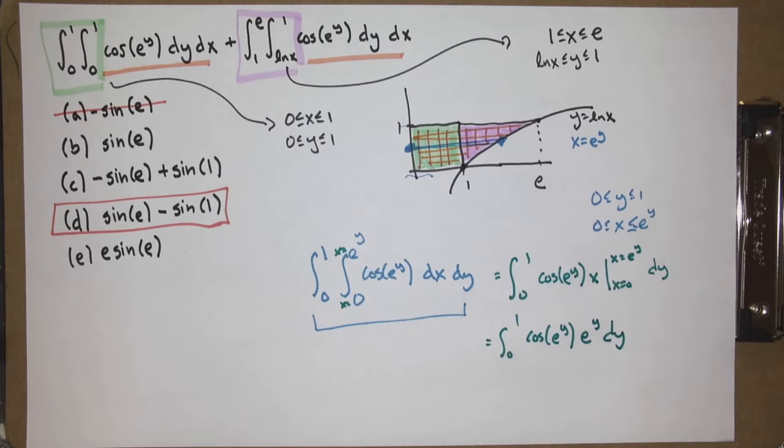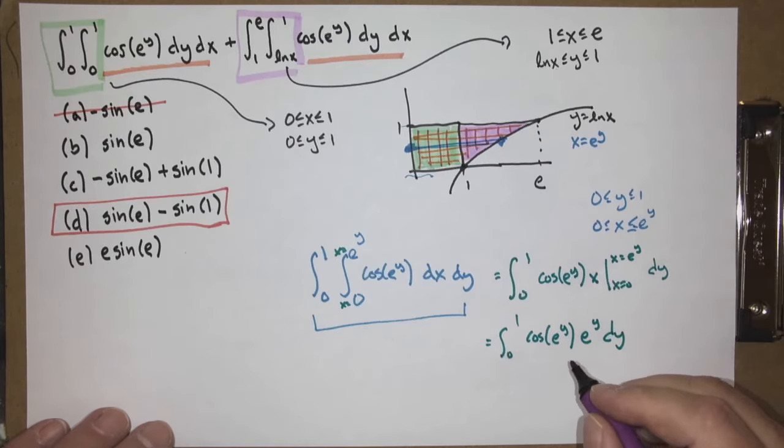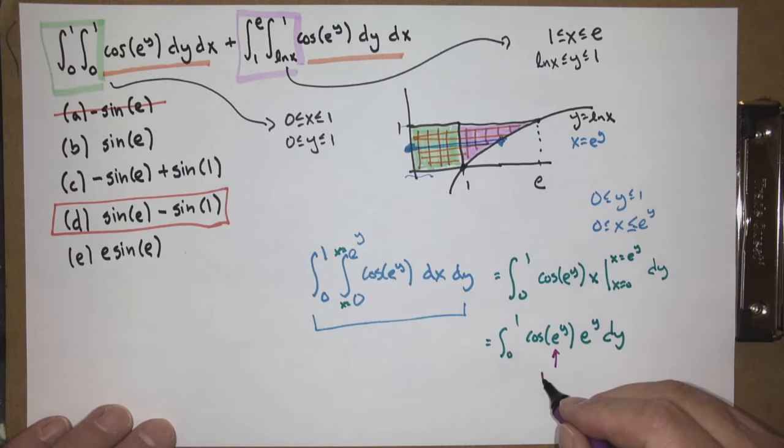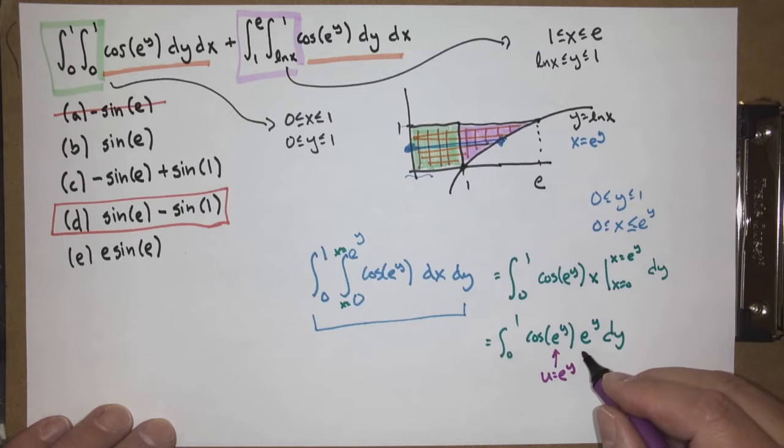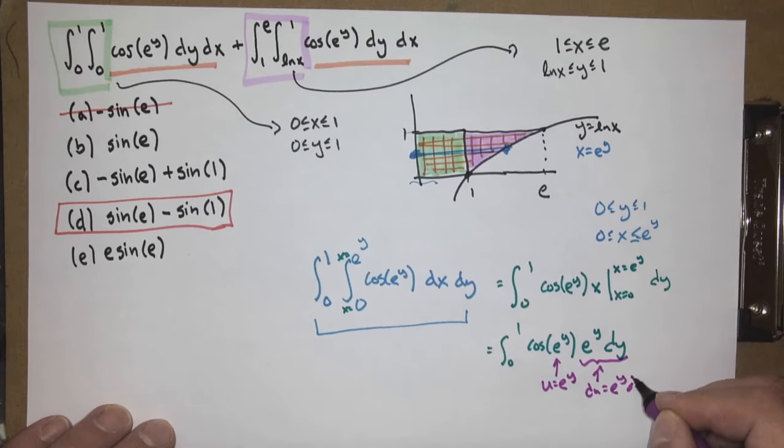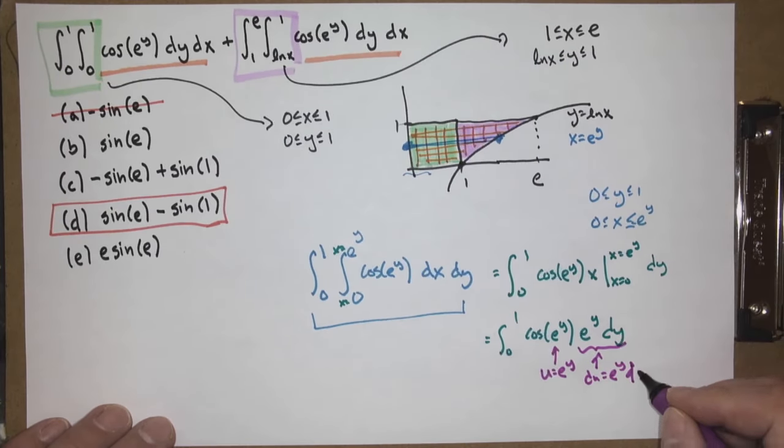How do we evaluate this? Channel your inner Calc 1 student. It's inside of you. It's that pure, innocent soul. What do? Use substitution. So you'll let u equal e to the y. Then du is the derivative, e to the y dy. And then you're like, nice! Because we get an integral, cosine of u, du.